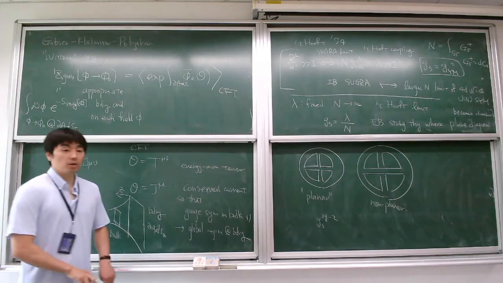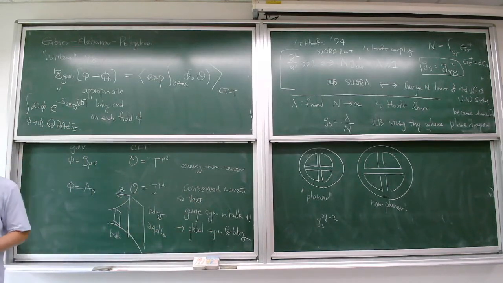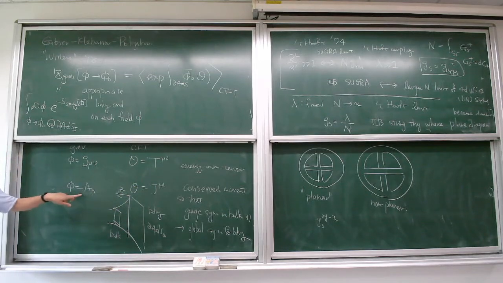So that Noether current will tell us that if there is a global symmetry, there is a corresponding Noether current. Okay, that should couple to a gauge field in the bulk. So that's what it tells us.